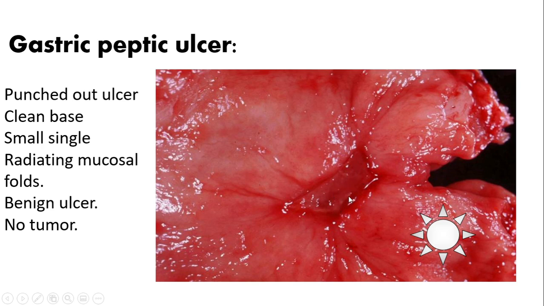Clean base due to acid digestion, and there will be a breach, or discontinuity of the mucosa and submucosa without reaching the muscle. One of the complications is perforation or rupture due to erosion of the blood vessel. Again, punched out gross appearance. Diagnostic is small size, punched out ulcer, regular outline and border, clean base, hyperemia, and radiation of the mucosal fold or puckering due to underlying fibrosis.